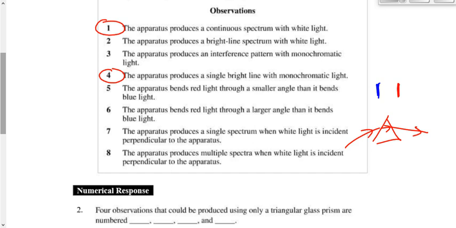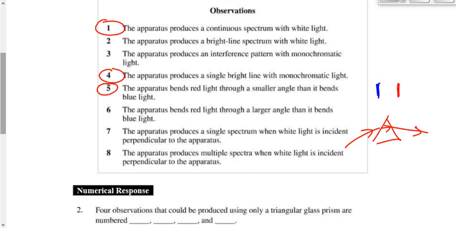Does the apparatus bend red light through a smaller angle than it bends blue light? Red, orange, yellow, Roy G. Biv for the prism, Viv G. Yor for the diffraction grating. It bends red light through a smaller angle than it bends blue light. A diffraction grating would bend red light more than it does blue light.